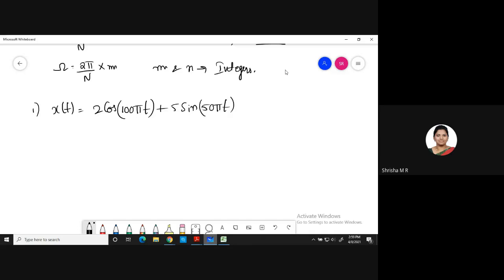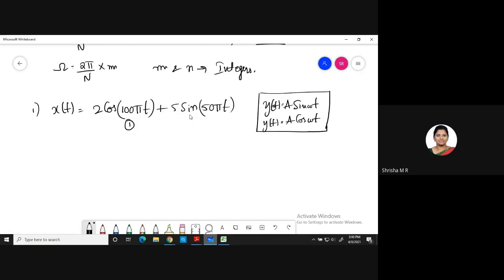So first, what will you do? This is a composite signal. You don't have only one equation, but you have two equations for a signal. This is called a composite equation or composite signal. Firstly, this is of the form A sin omega t or A cos omega t, correct? Yes or no? Yes, ma'am. So now identify what is omega here.